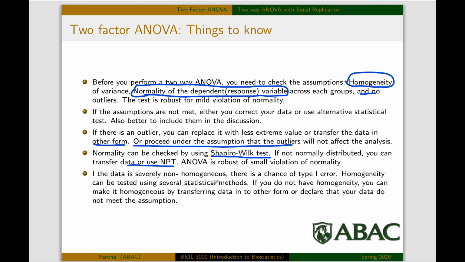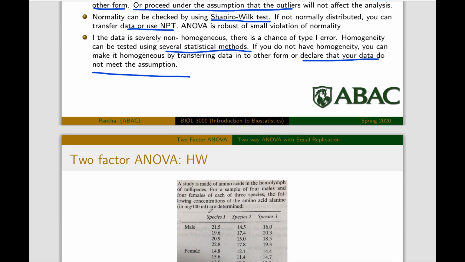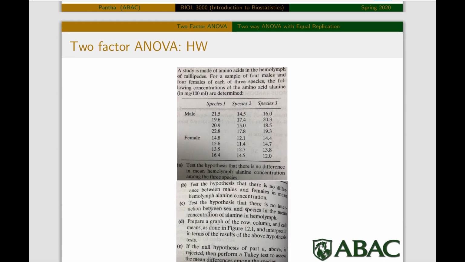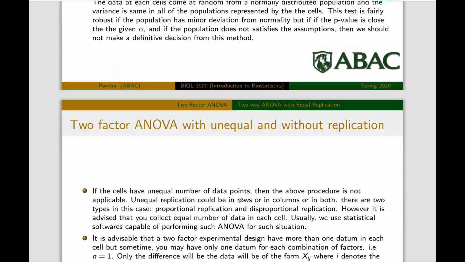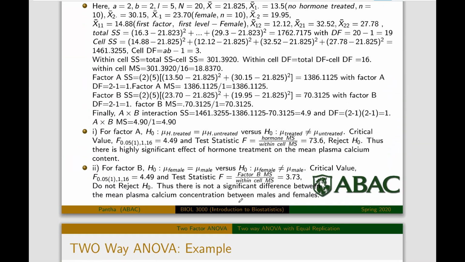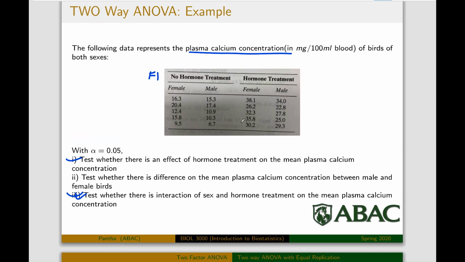If the data is severely non-homogeneous, there is a chance of type 1 error. Homogeneity can be tested using several statistical methods. We will see that in R. If you do not have homogeneity, you can make it homogeneous by transforming the data into another form, or declare that your data do not meet the assumption and stop there. Okay, so this is the homework problem we will be doing. Before that I will show you how to do an example in R, and I will try to do this example in R as well. So basically I will go through two examples.